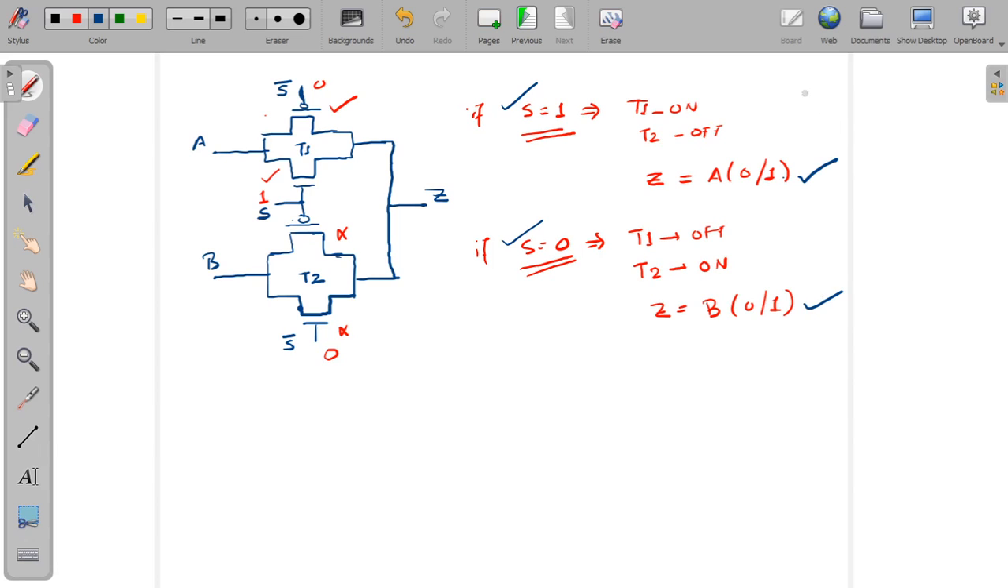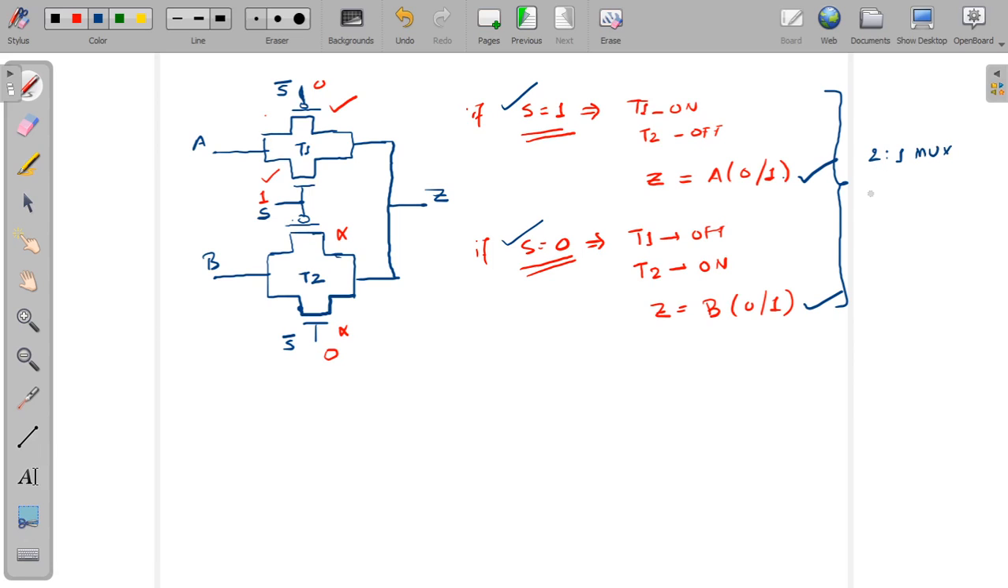So what is this behavior? Is this a behavior of an AND gate? No. Is it a behavior of an OR gate? No. You can easily recall that this is a behavior of a multiplexer, right? And what multiplexer is it? It is a 2:1 multiplexer.